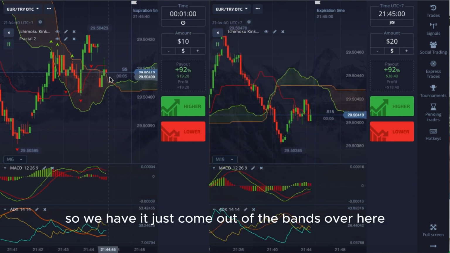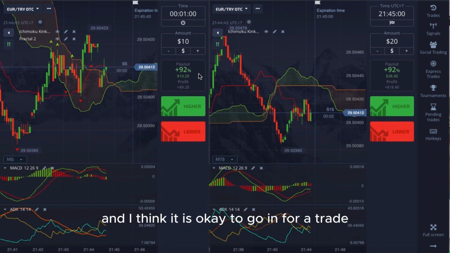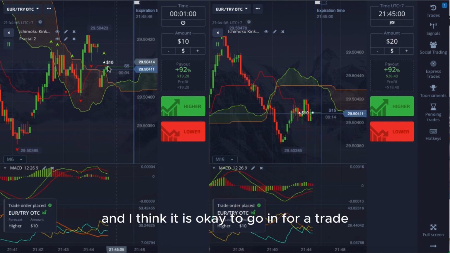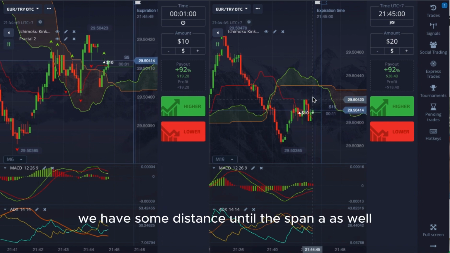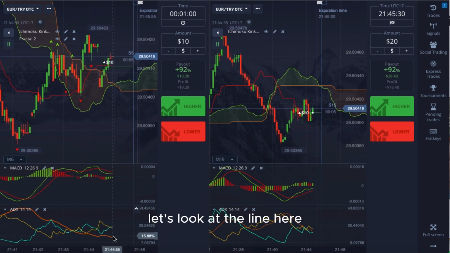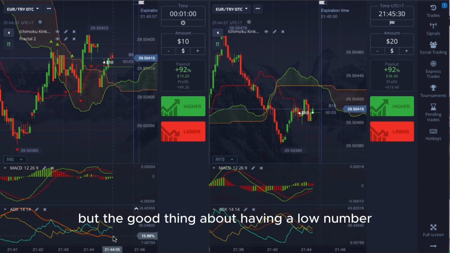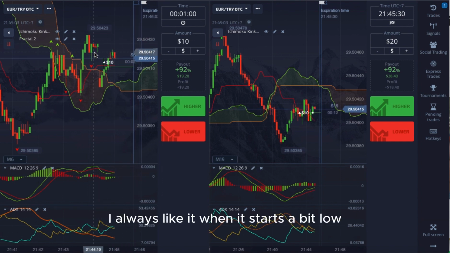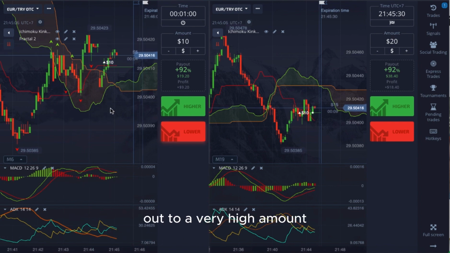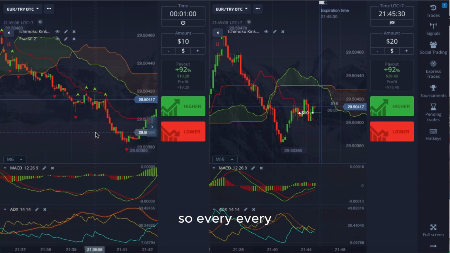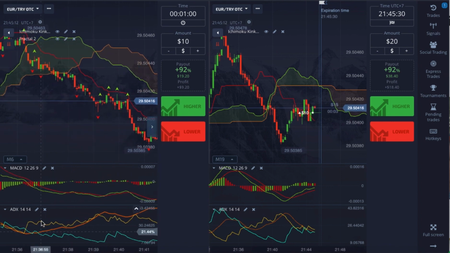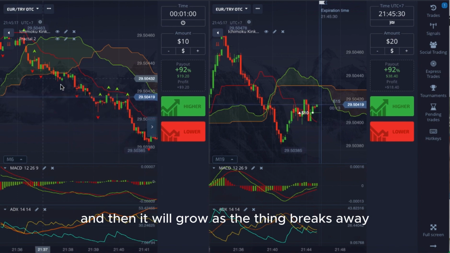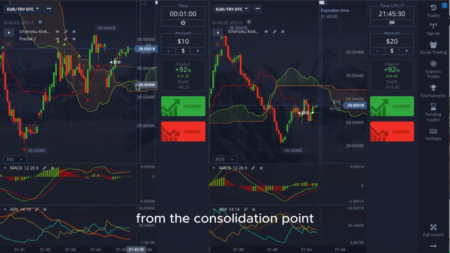So we have it just come out of the bands over here, and I think it is okay to go in for a trade because over here we have some distance until the span A as well. Let's look at the line here. 15 is not really high, but the good thing about having a low number is that there can be a breakout. I always like it when it starts a bit low and then breaks out to a very high amount. Every trend starts with a consolidation, a low number first, and then it will grow as the price action breaks away from the consolidation point.